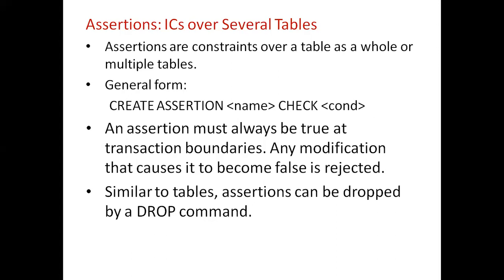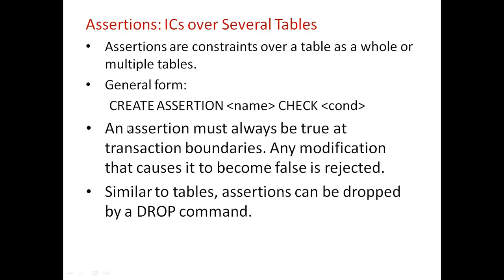The general form to create an assertion, as the syntax, is: create assertion, its name, and a check condition you are supposed to give. In this condition you are supposed to maintain the value ranges, meaning what values you are allowing a user to put. An assertion must always be true in a transaction, and any modification that causes it to become false is rejected. Meaning if the condition is true, then the assertion works. If the query represents a false condition, the assertion is not going to be performed over those tables and you're going to get an error.